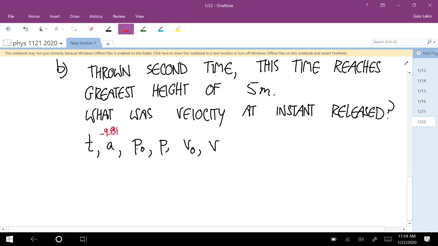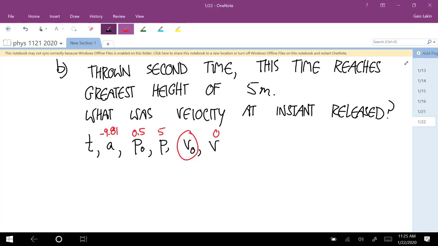This time we don't know the initial position. We do know the final position is positive 5. No, I messed that up too. We do know the initial position is still 0.5. It's the velocity that we're trying to figure out at time equals 0. So this is what we're looking for. And when it gets to the highest point, we still know that the velocity is 0.